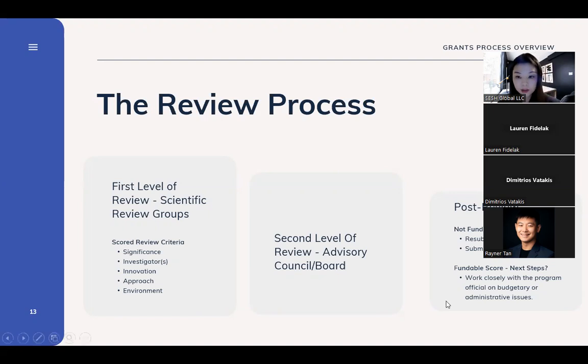If your application results in an award, you will work closely with the program officers and the grants management officer on budgetary or some administrative issues, and the grants specialist will contact you to collect some information that we'll need for the award.